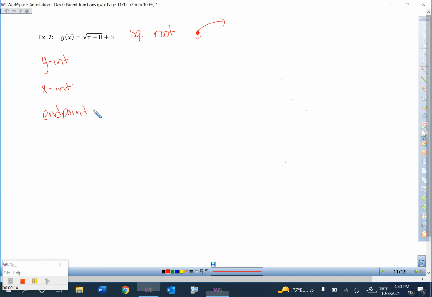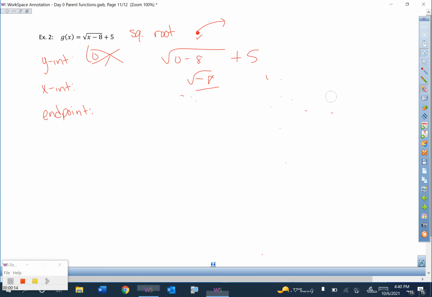And we're going to find where that moved to. So y-intercept, 0 comes first, and that's how you find it. We're going to take our equation and we're going to plug in 0. 0 minus 8 inside plus 5 outside. Here we get a negative 8, and we just found out there's not a y-intercept because we cannot take the square root of negative 8. That causes problems. It can be done, but not with real numbers.